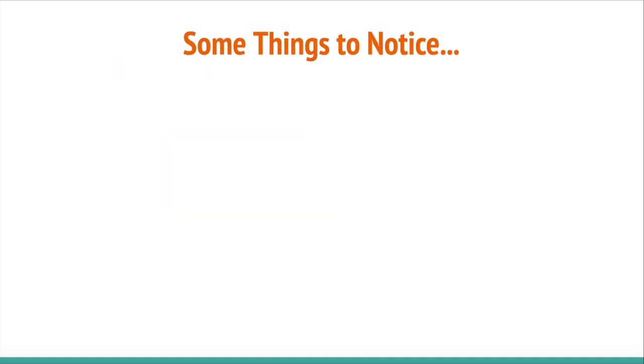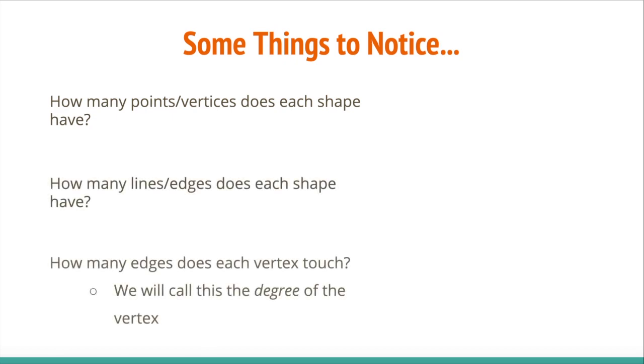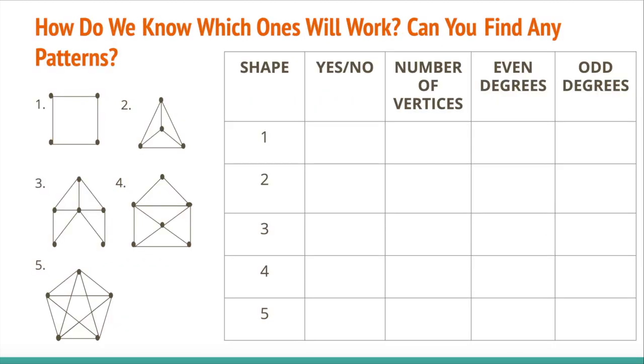Alright, so here are some things that we can notice. How many points and vertices did each shape have? How many lines and edges did each shape have? How many edges did each vertex touch? We call this the degree of the vertex. So here's a degree 2 vertex and a degree 3 vertex. So how do we know which one will work? Do we just have to guess, or can we find any patterns?